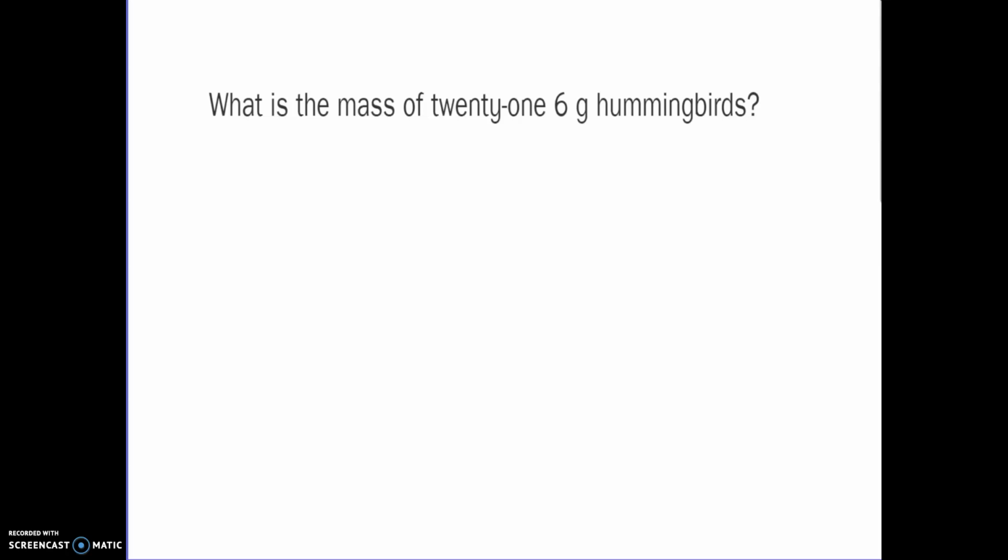And another problem. What is the mass of 21 6-gram hummingbirds? Well, what can we do? Well, we can use that break apart strategy. 21 is going to be 20 plus 1. 6 times 20, well, 6 times 2 is 12. So 6 times 20 is 120. 6 times 1 is 6. So 120 plus 6 is going to be 126 grams.